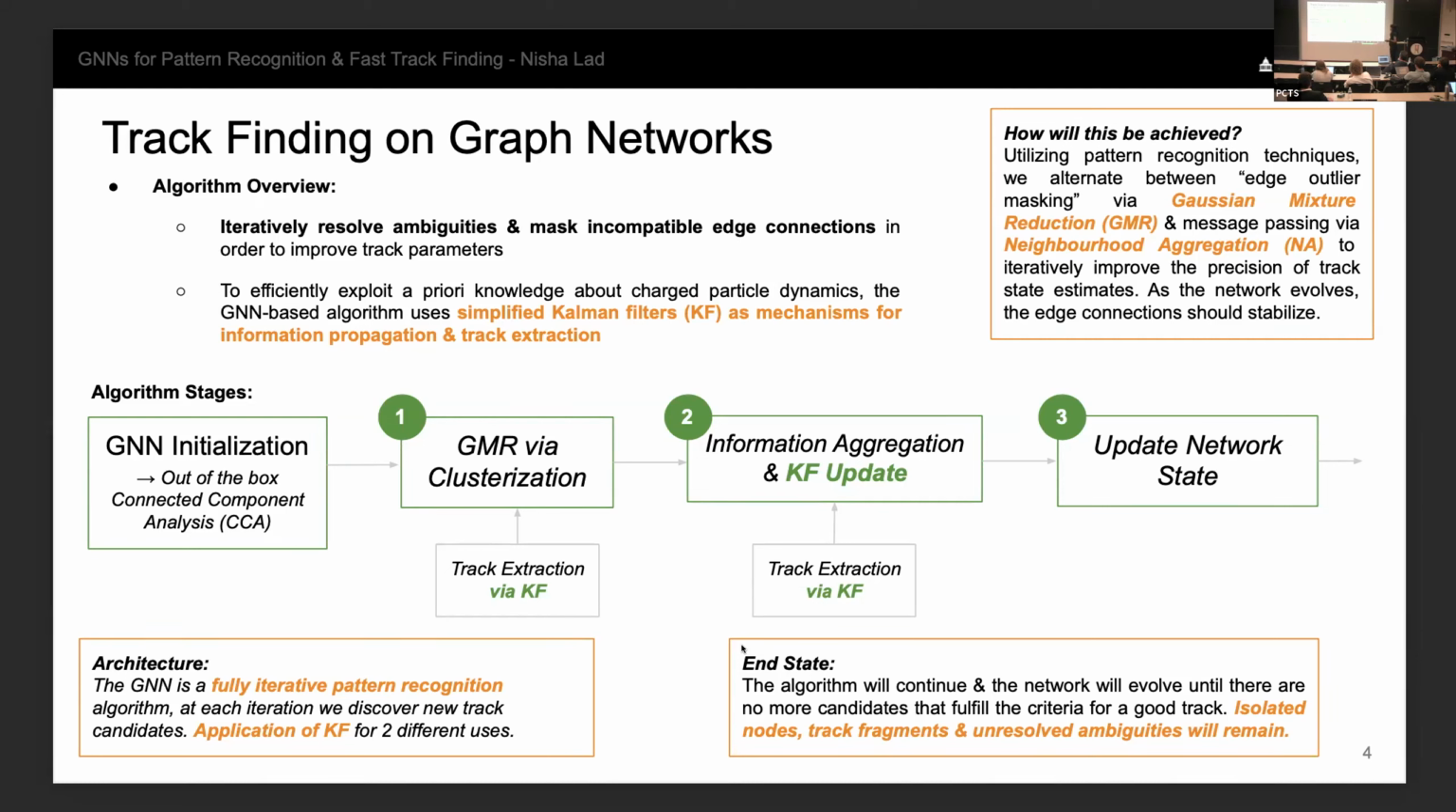After each iteration, we then apply the Kalman filter for track extraction, and we see if we can extract any potential track candidates from our graph network structure. And overall, it is a fully iterative pattern recognition problem where the GNN tries to learn track parameters throughout the iterations, and the local track orientation becomes more precise.